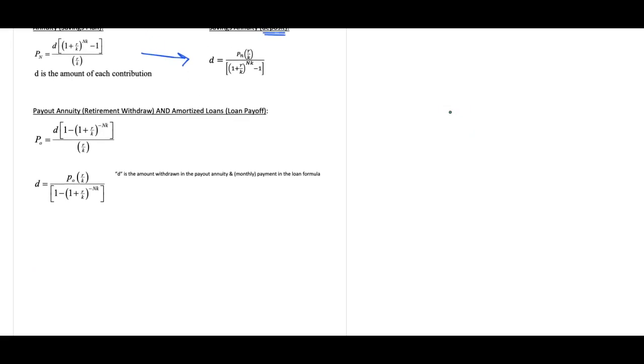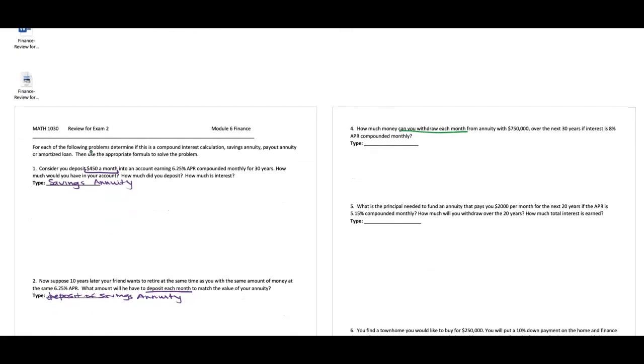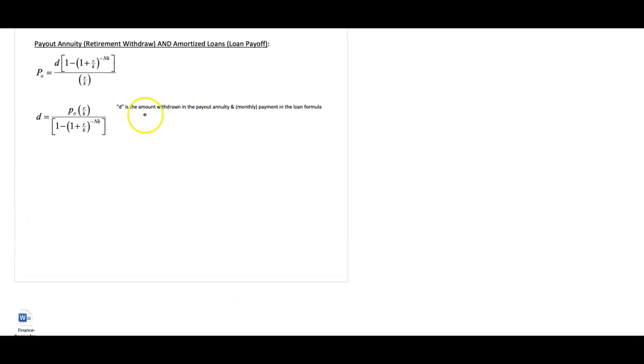All right, so looking at our formulas here, this retirement withdraw is what we're looking at, that payout annuity. We want to know the withdraw amount, and that's really that D, the amount withdrawn. Does everybody see that? So we would be using this second formula here.